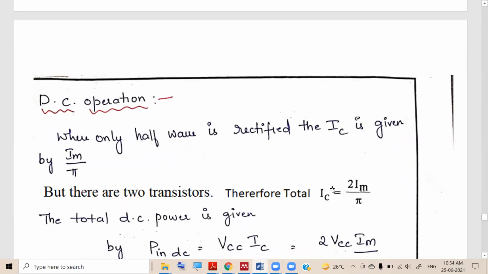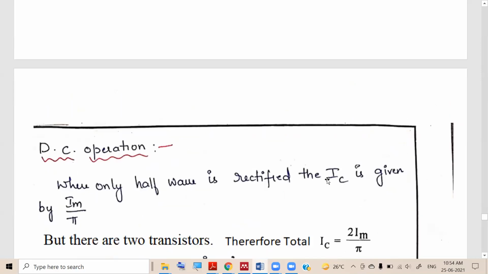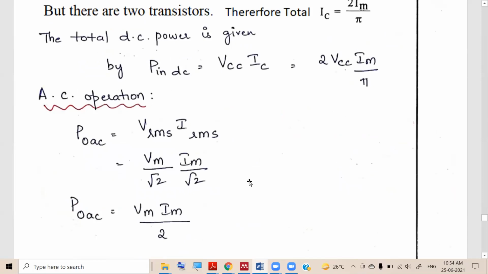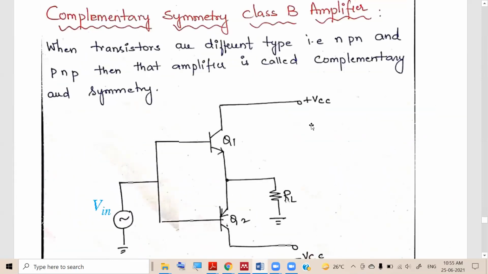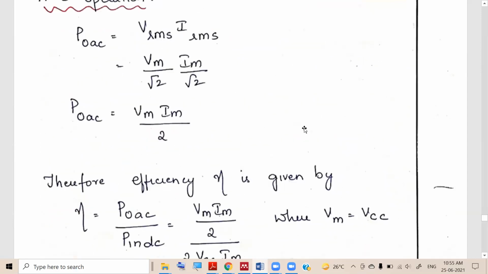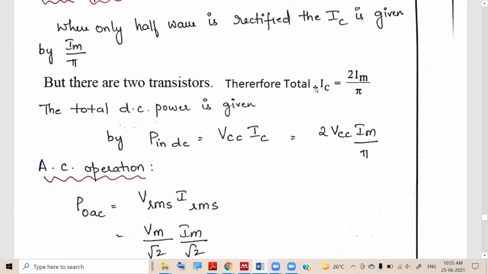We know power is voltage into current. Current we got is 2 Im by pi. What is the voltage we are using? In any of the circuits, the voltage we are using is VCC. So power is VCC into IC, and IC we got as 2 Im by pi. Substituting that, the input DC power is 2 VCC into Im by pi.